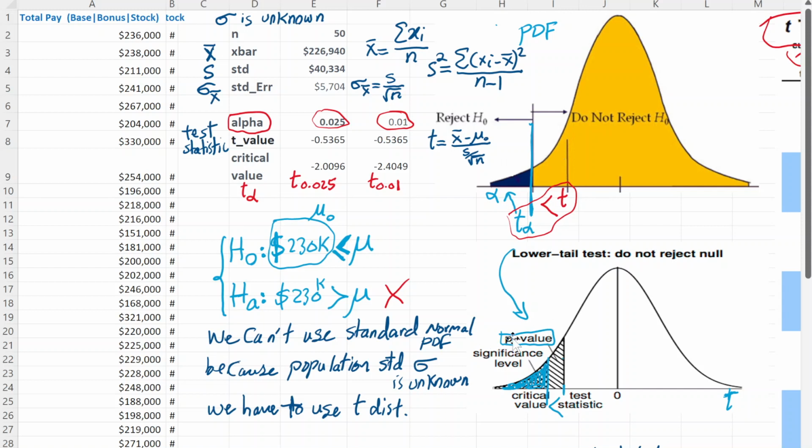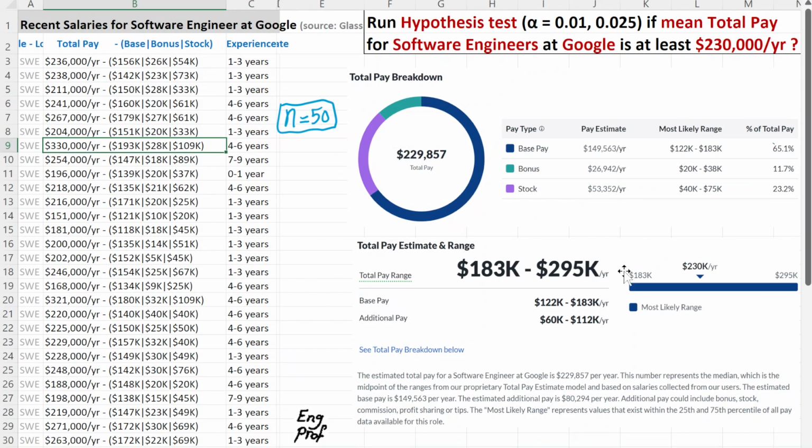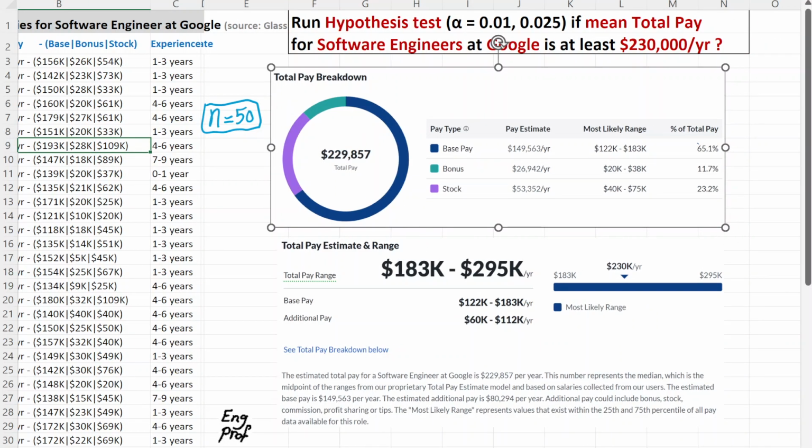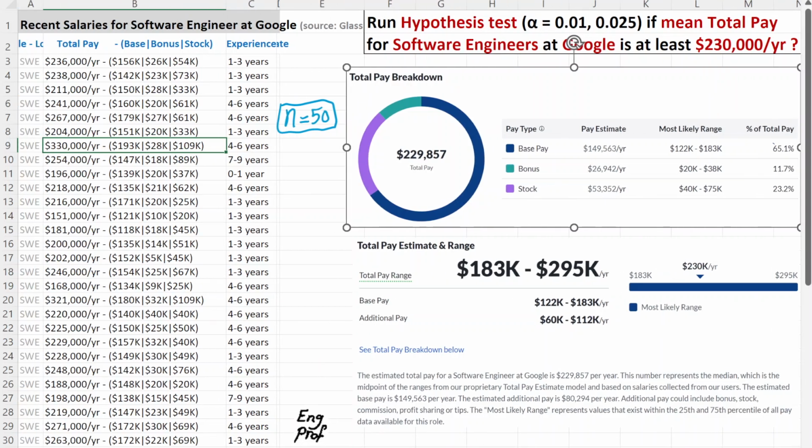All right, so I hope that this example is helpful in terms of illustrating how Excel can be used to quickly run a hypothesis test at a given significance level. If you're interested to see a similar example, but for population proportion, not population mean, meaning what proportion of, say, total pay would be in a stock, and hypothesizing that, then there is a separate video that covers that example as well. I hope this is helpful.